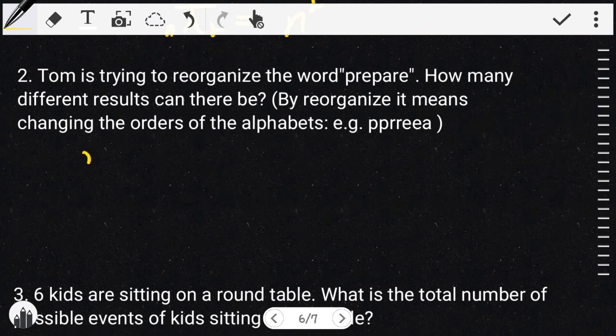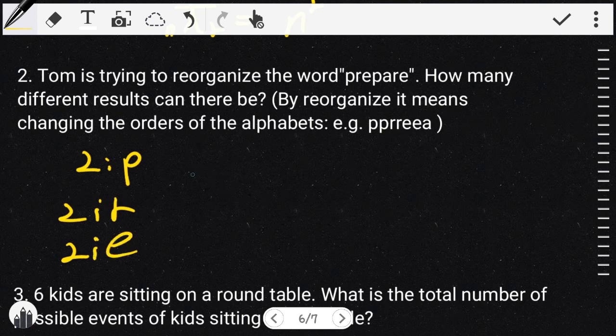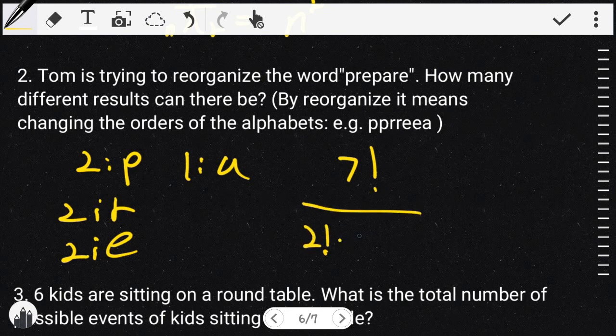Here we have 2 of P, we have 2 of R, 2 of E, and we have 1 A. So how many values are there in total? It's 7. So 7 factorial divided by 2 factorial multiplied by 2 factorial multiplied by 2 factorial multiplied by 1 factorial equals 7 factorial divided by 8. That is the answer.